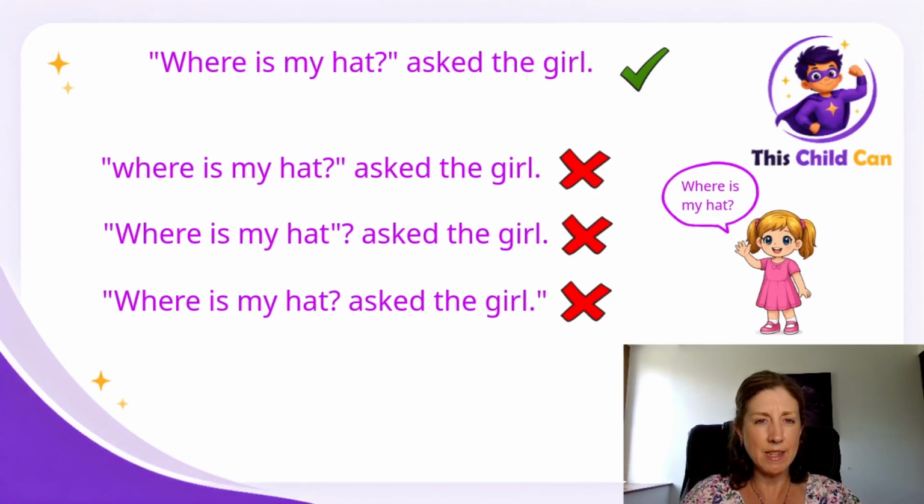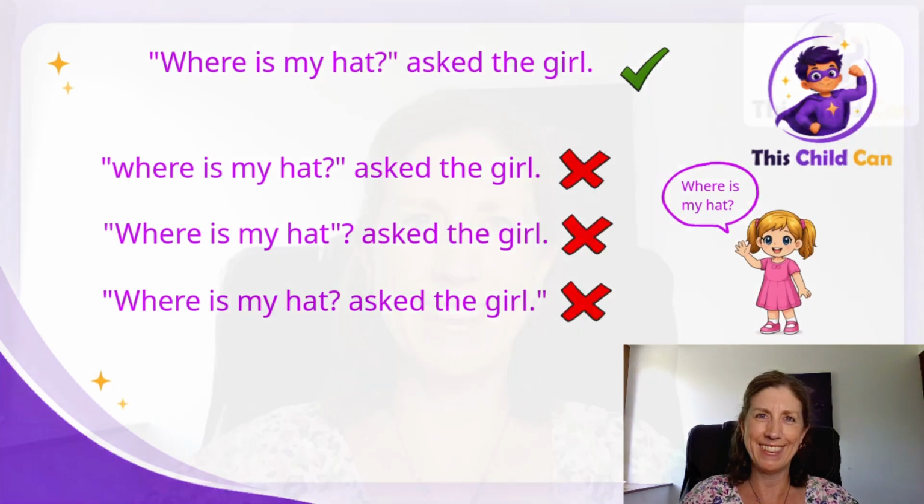And finally, the last example shows the speech marks at the very end of the sentence. Now this would imply that the girl is actually saying, "Where is my hat?" asked the girl. But clearly that's not the case. So here you would go back to the A stage, what's actually said, to show your child that it's only the words that are spoken by the character that go inside the speech marks.